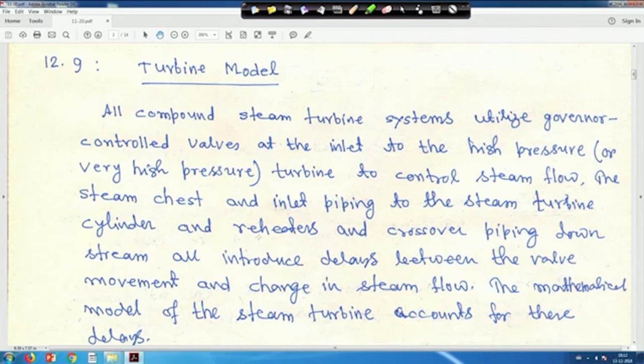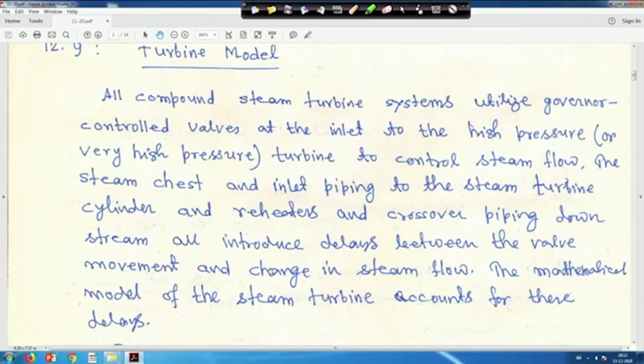So, the question is that it is a reheat type turbine, it has high pressure, intermediate pressure and low pressure cylinders, right. So, steam chest and inlet piping and everything, when steam is flowing, everything is associated with some time delay, that will be represented by a time constant, right. The steam chest and inlet piping to the steam turbine cylinder and reheaters and crossover piping downstream all introduce delays between the valve movement and change in steam flow. The mathematical model of the steam turbine accounts for these delays, right.